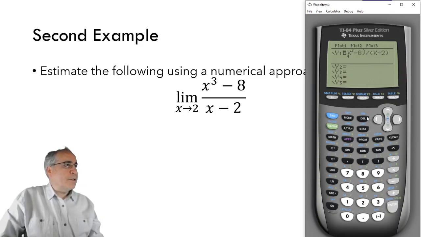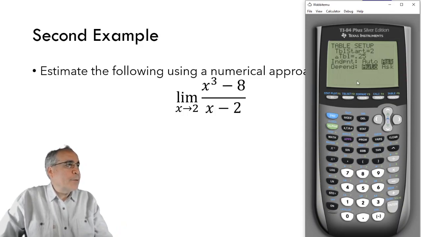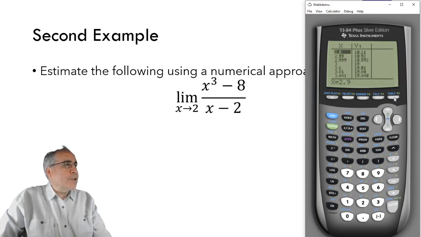And what I'm going to do is, I've already got it set up, but just to show you again, I'm going to look at the table of values. So I'm going to go to my table set. Notice it's still on ask. If it's not, I would arrow down and get it to ask, hit enter. And then I come second table to look at the table of values. Now, we don't want it to get close to 3. We want it to get close to 2.